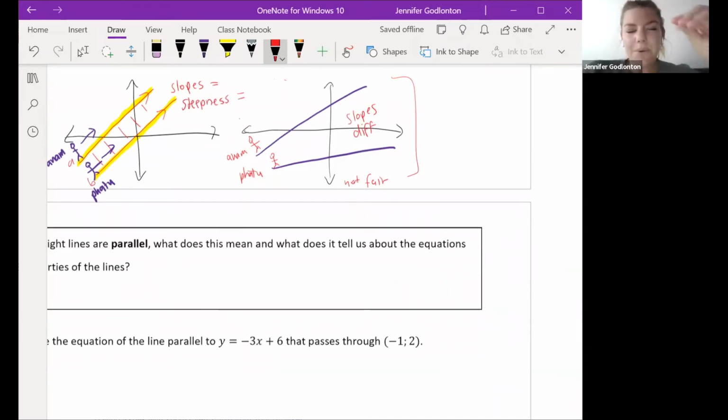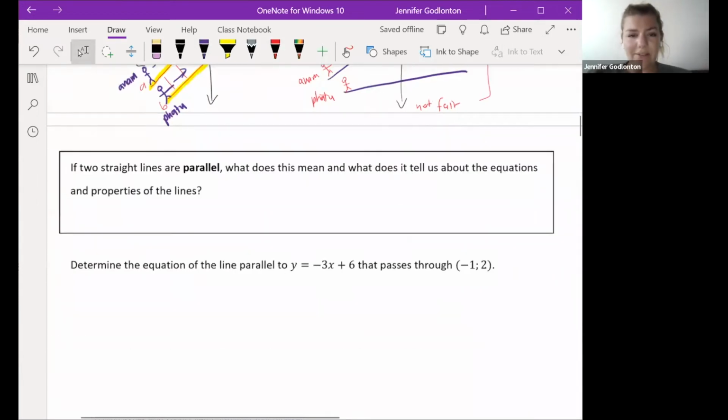And if the steepness is the same, what would be the same in their two equations? What would be equal? The gradient, yes, beautiful. So when we have parallel lines, our gradients are going to be equal to each other. That is the key thing to take from this. So when we have parallel lines, they have an equal gradient, which means their slope is exactly the same.